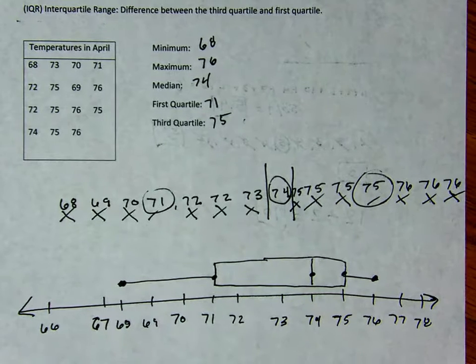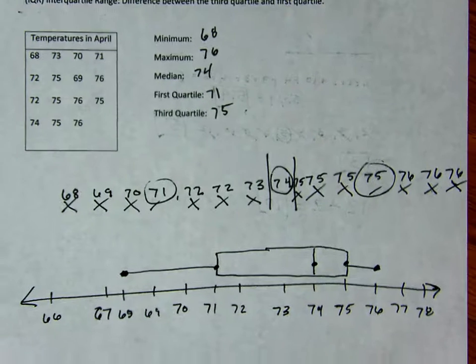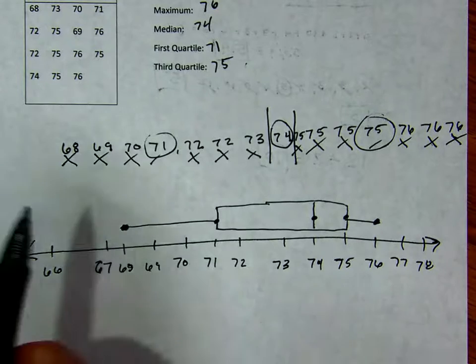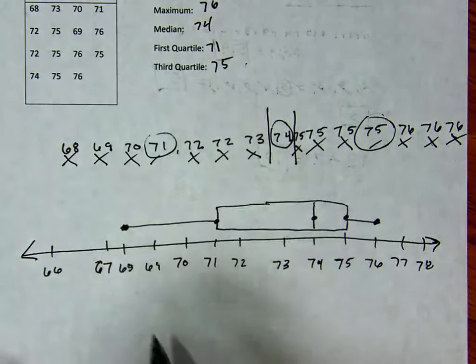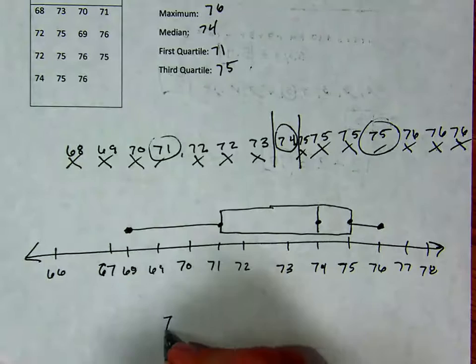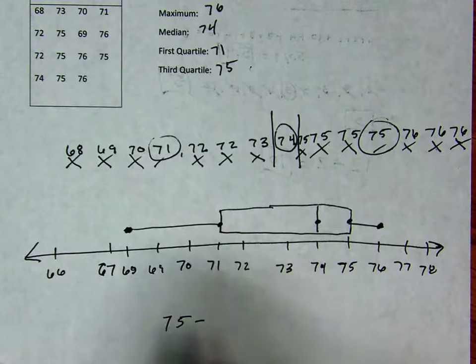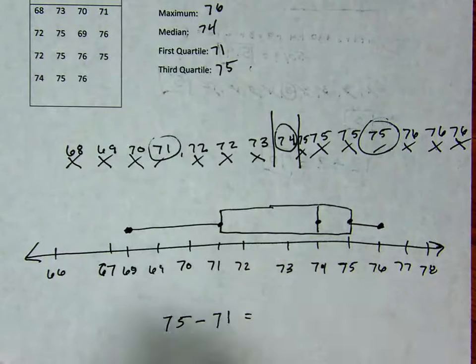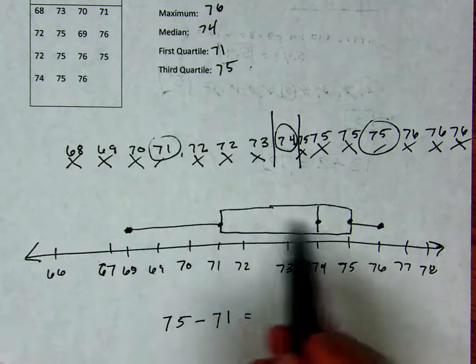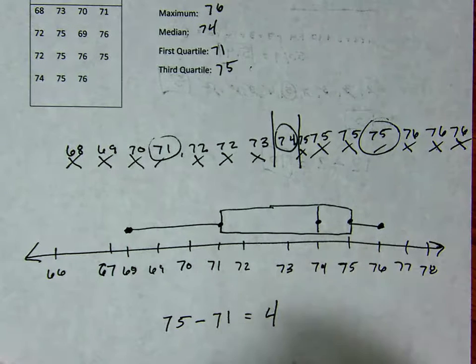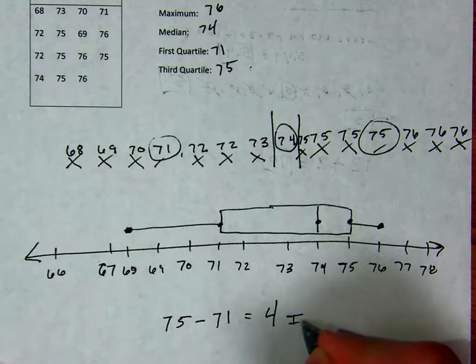The last thing is I want to find IQR. From our definition, it's the difference between the third quartile and the first quartile. So I'm going to take the third quartile, 75, and subtract our first quartile, which is 71. So that middle 50% that we've got on here, there's a difference of 4. That is our IQR, or interquartile range.